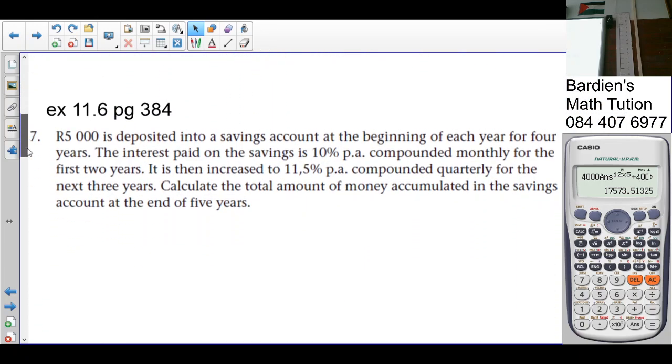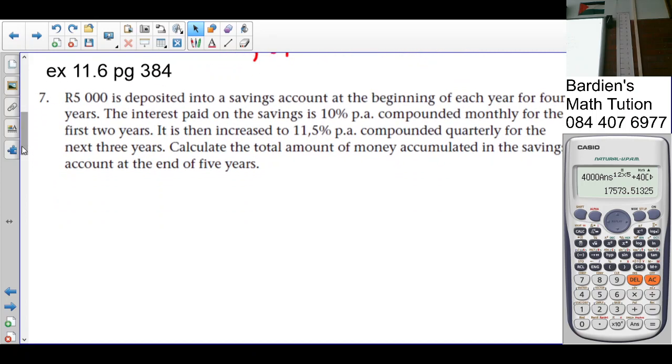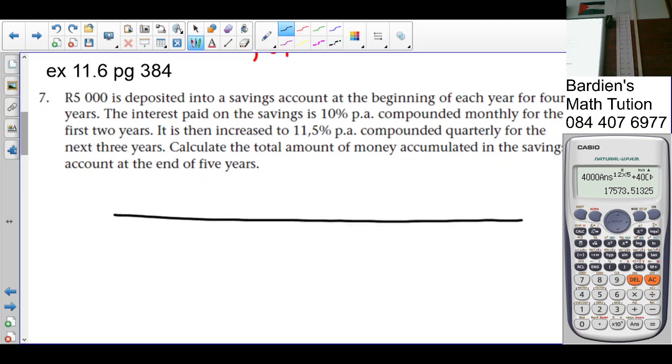No. Right, for question 11.6 on page 384, again a timeline story. So 5,000 Rand is deposited into a savings account at the beginning of each year for 4 years. So at the beginning of each year for 4 years. So the next one is going to be T1, T2, T3. You see, it's 1, 2, 3, 4 years. Did you put another 5,000 Rand here? No. Okay.